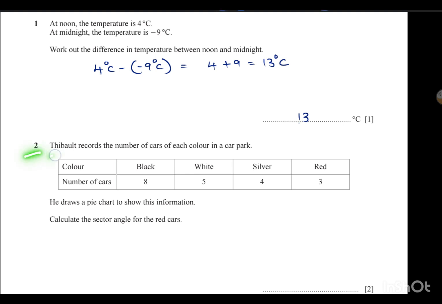Question number 2. Thibault records the number of cars of each color in a car park. The colors are black, white, silver and red. The number of cars: 8 are black, 5 are white, 4 are silver, 3 are red. He draws a pie chart to show this information. Calculate the sector angle for the red cars.